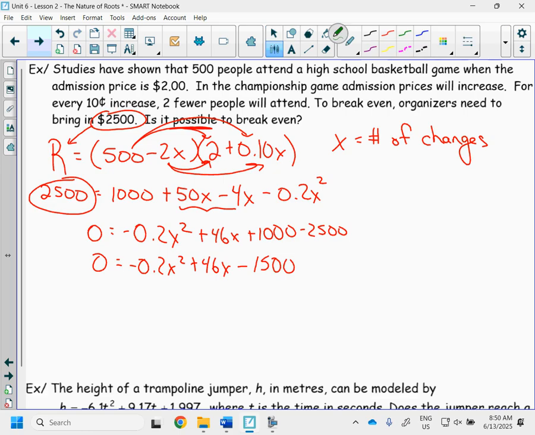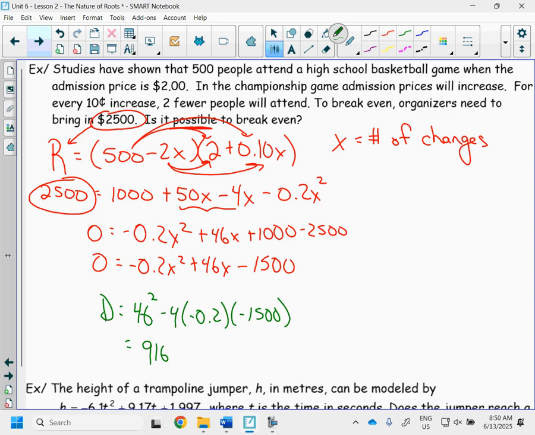Okay, we want to know, is it possible? Well, let's check out our discriminant. 46 squared minus 4 times a times c. And your calculator for this one, 46 squared minus 4 times 2 times 1,500. Be careful with all your signs. Signs are super important. I got 916, which is a positive number, which suggests to me it can solve this.